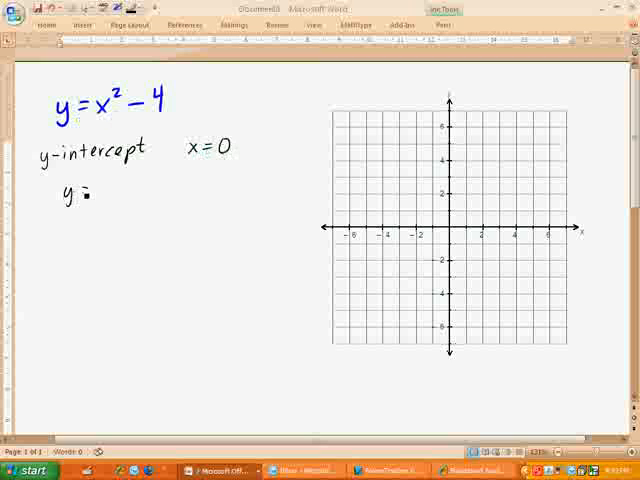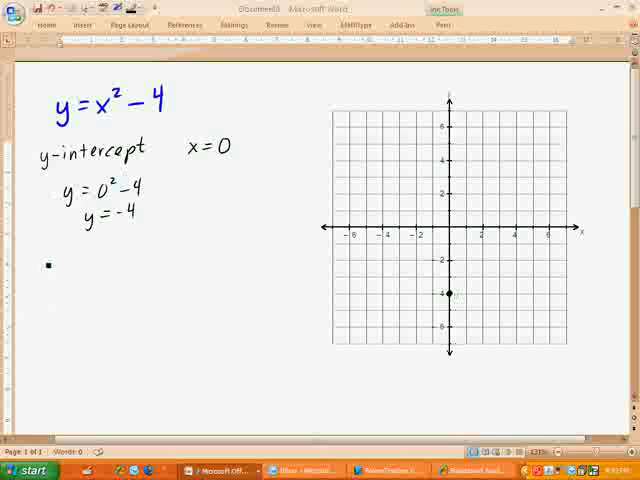So we're going to say y equals 0 squared minus 4. And that math is pretty easy, right? 0 squared is 0 minus 4. So y equals negative 4. So we can put our y-intercept down at negative 4. Okay? And then we can go on and let's do the next part.